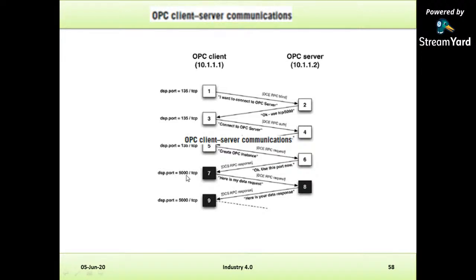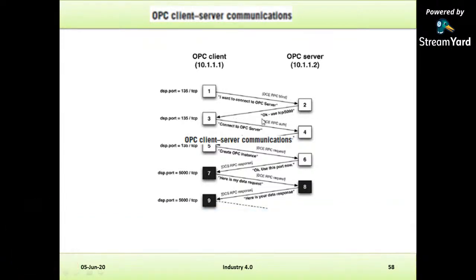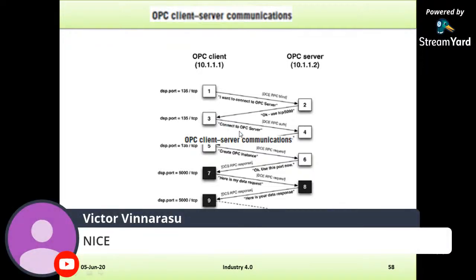Port number 5000 will be connected, and then my data request is sent to that, and once the establishment is taken into account, data transfer will occur. This is the role of the OPC client-server communication. So first we drop some commands: I want to connect to the OPC server, that way. Then as per the server, they will assign some ports, three, four, and the free port will be established based on the handshake mode signal.